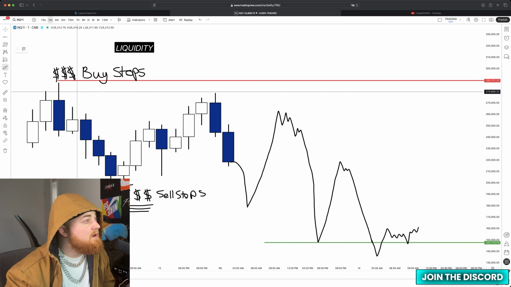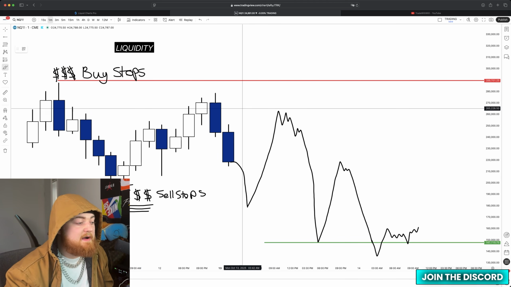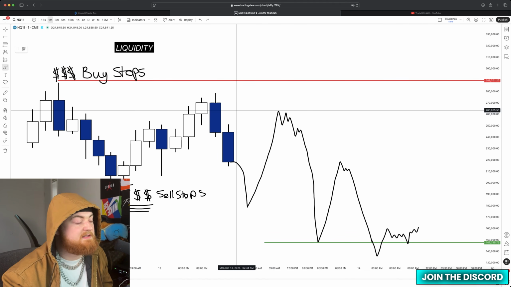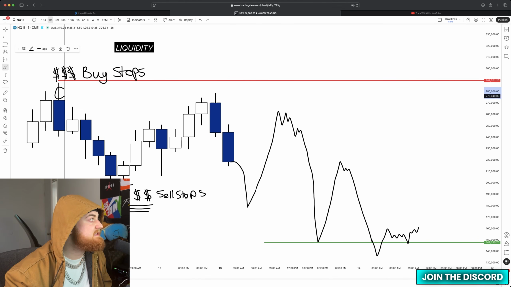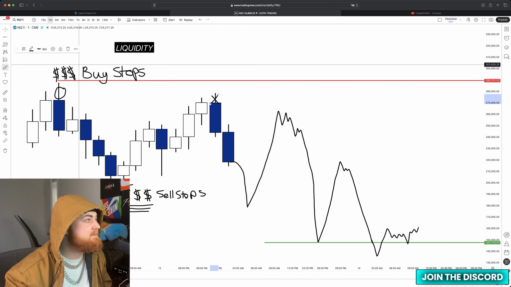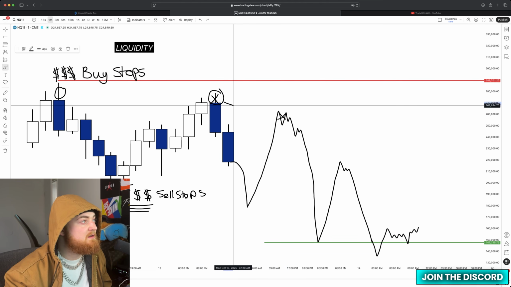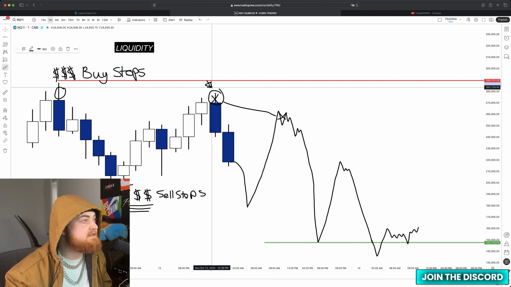We know that every single time a high gets respected, stop losses, buy stops, are placed above that high. This high gets respected here, and buy stops are placed above that high. This high is getting respected here, and buy stops are getting placed above this high.